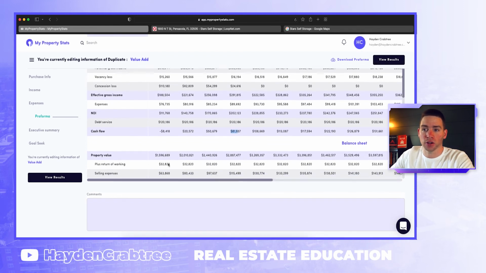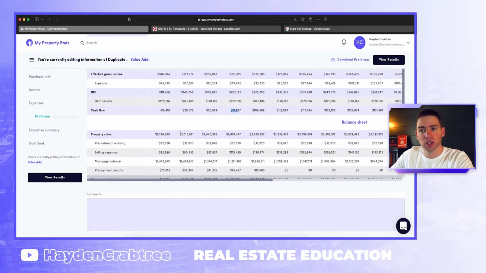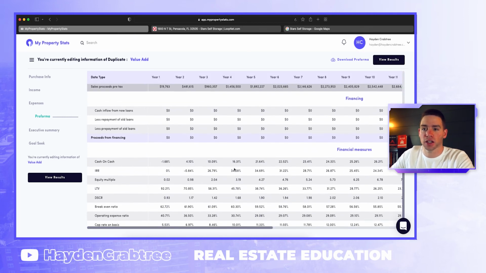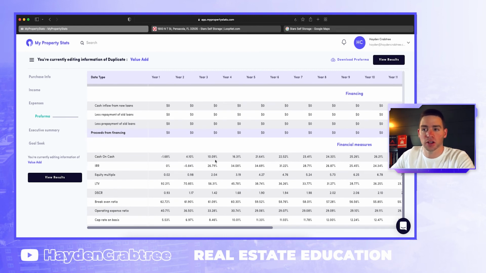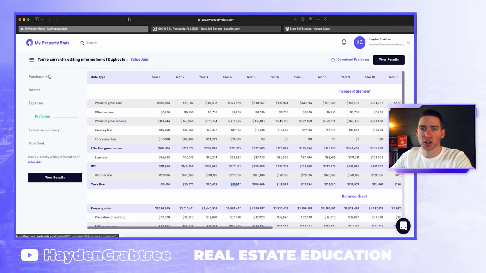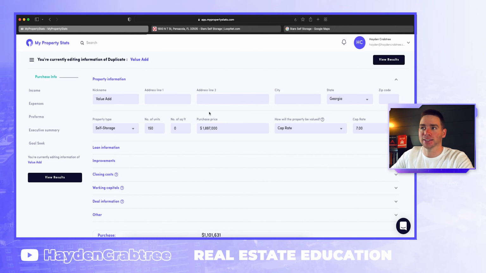Our property value, again, starts out a little low, 1.5 million, less than we're buying it for, but our property quickly goes up. And let's see what our cash on cash is. So our cash on cash, again, starts out negative, then it goes to 4, 10, 16, 21. Our IRRs are pretty strong at 0, 0, 26, 35, 35. That's strong IRRs. This is a good value add project at the 1.897.